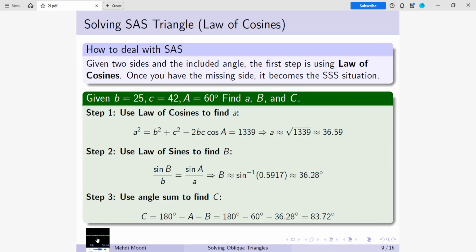So when a triangle shows up all sassy, don't panic. Just hand it to cosine. It knows how to handle the attitude.